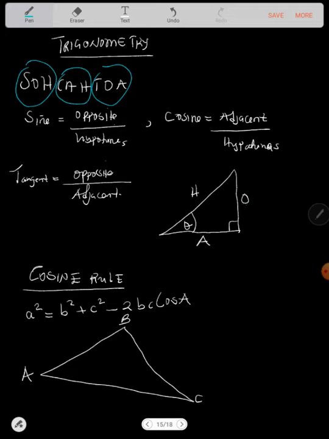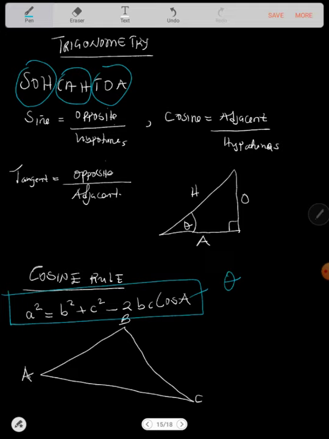So from there we can go to the main business, which is the cosine law. The cosine law is given by this formula. It says a squared is equal to b squared plus c squared minus 2bc cos A. Now the A that we're talking about here is the angle. And this, I just gave an example.